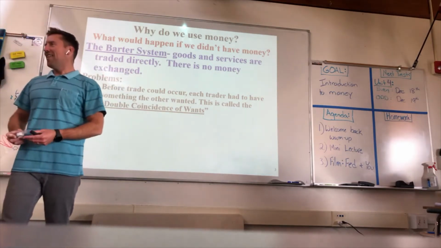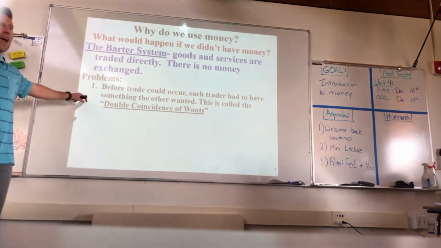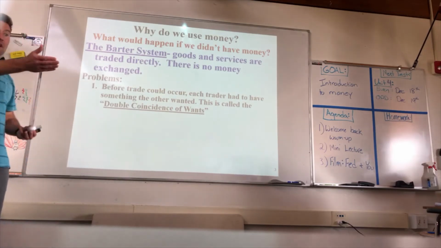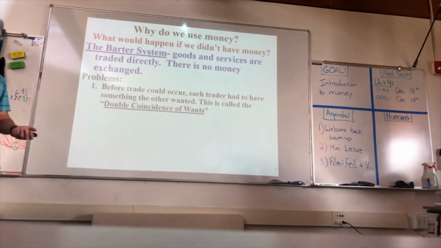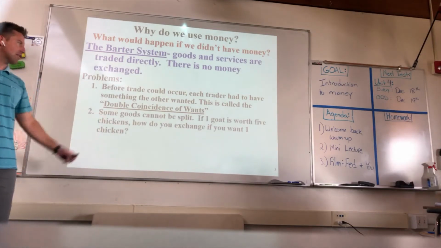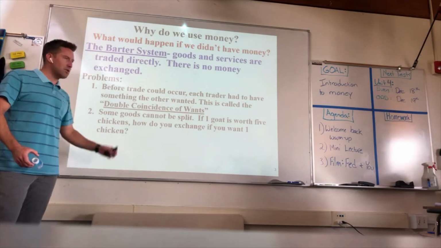Oh, all right. So we're starting to see the problem here, right? I have to have something that somebody else wants, and he has to have the thing that I want for barter system to actually work. Now, I gave a stupid dad example, like some goods you can't split, like if a goat is worth 5 chickens, how do you exchange if you only want one chicken?